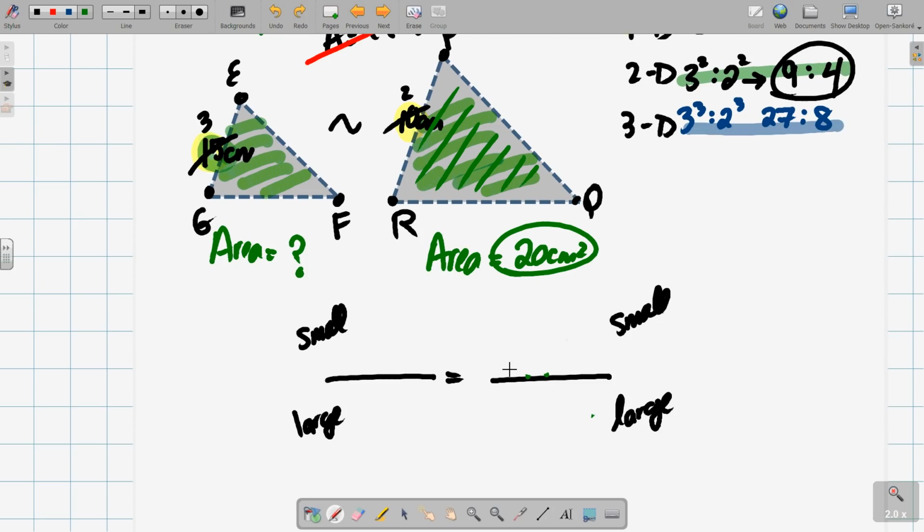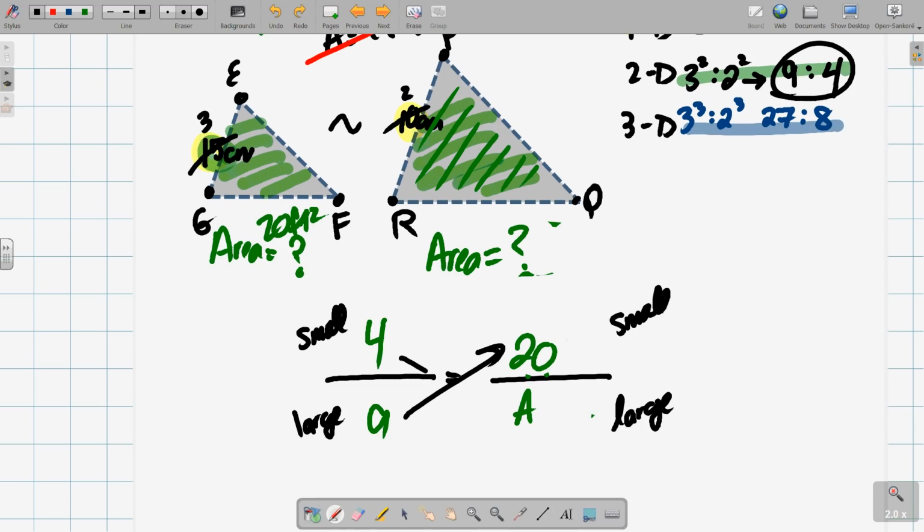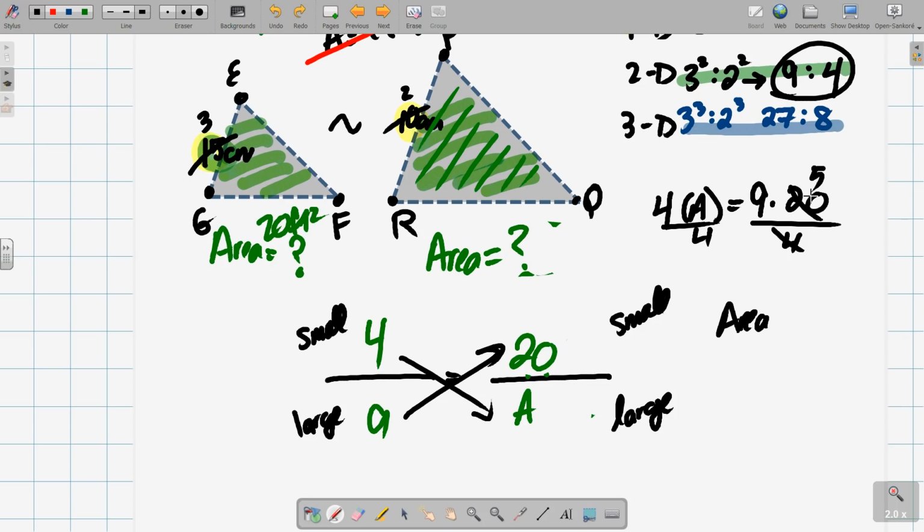and the 9. So our small to large ratio is still going to be 4 to 9, but the area, this 20, actually belongs to the smaller triangle, 20 cm squared, and then we're going to find the area of the larger, which is unknown. So 20 over unknown area. We cross multiply, and we get 4 times an unknown area equals 9 times 20. Divide by 4. And the area of our larger is 9 times 5, which is 45 cm squared.